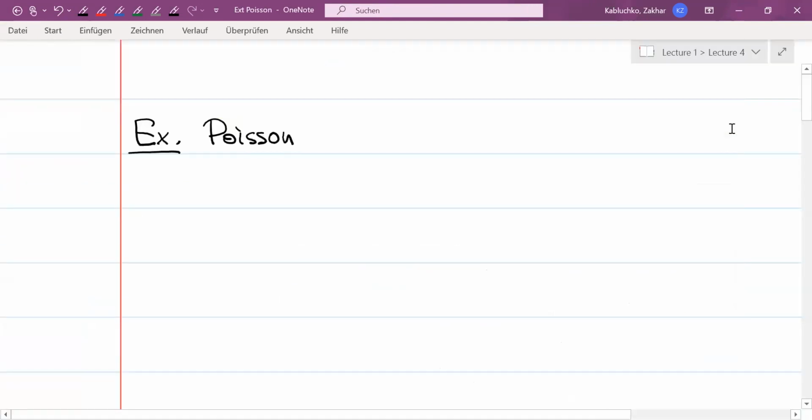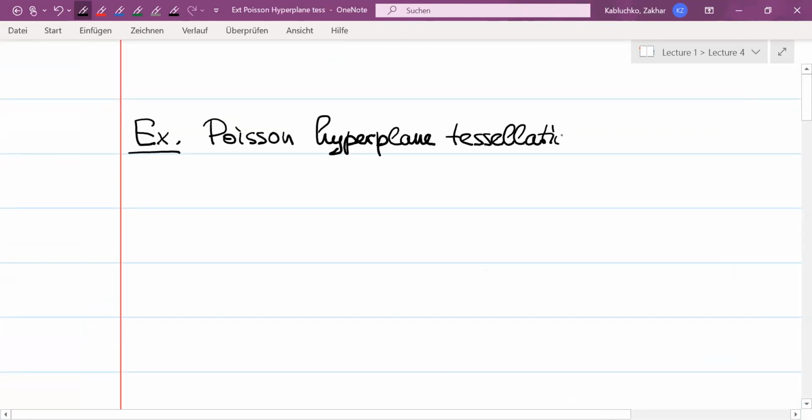Poisson hyperplane tessellation. In general, a tessellation is a decomposition of space into polytopes which do not intersect in some sense and which fill the whole space. And a Poisson hyperplane tessellation is a particularly interesting example. It is generated by the Poisson hyperplane process.